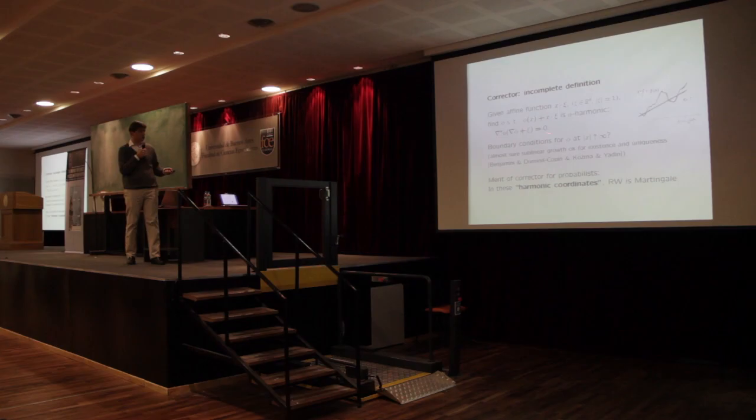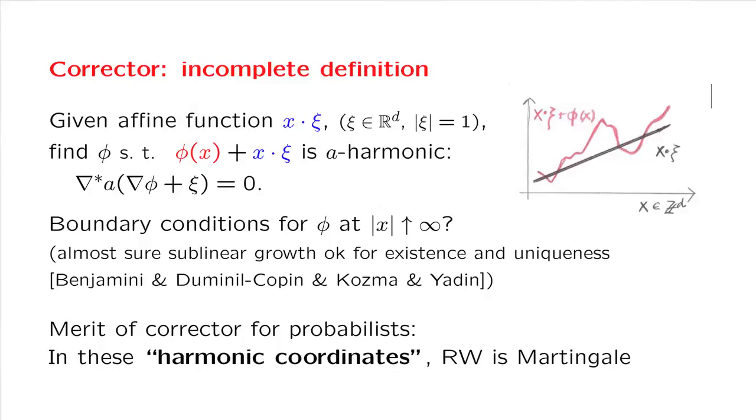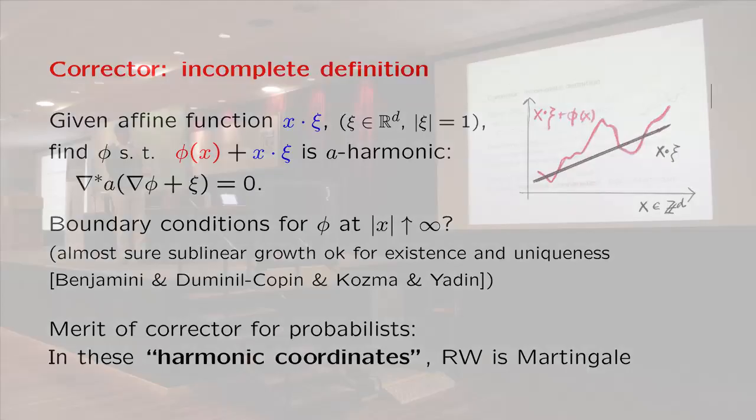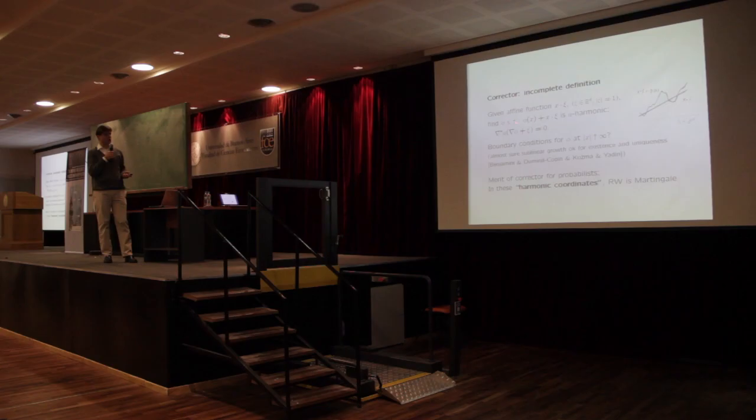But at the same time, you see that you could also call it harmonic coordinates, because if you choose a basis of these direction vectors, then hopefully this would give you curvilinear coordinates for your space. And there is already a first problem. It's not so clear what boundary conditions to impose on this function at infinity.